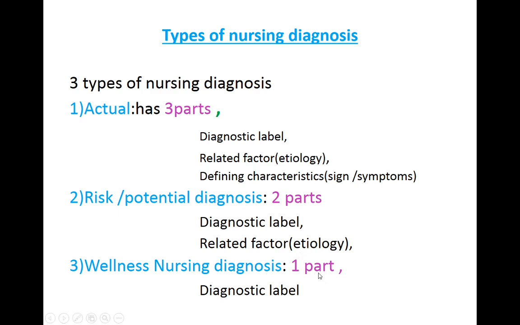In wellness diagnosis, you write with that word. You will see only the diagnostic level. You will have only the problem. There will be no etiology. You will not write the etiology or the related factor. You will write only evidence by what. Okay, evidence by what. So that is the wellness nursing diagnosis. And then you start with the word readiness, readiness for enhanced this or that. Could you see this? Clear?